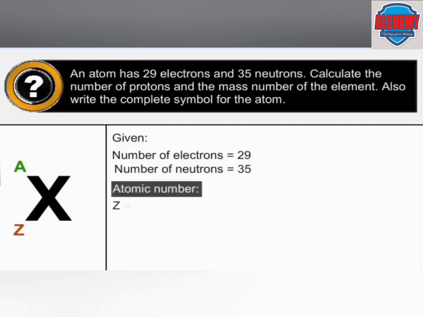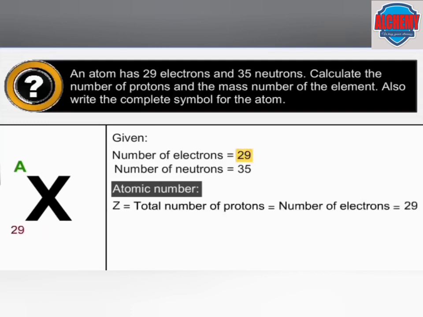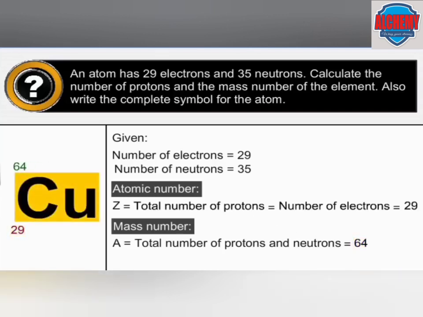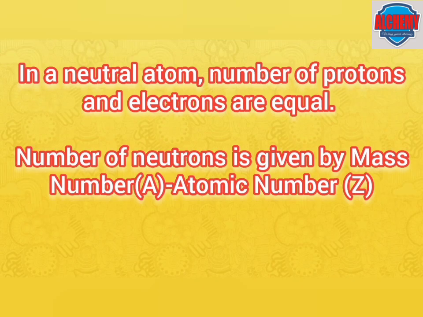In a neutral atom, the number of electrons and the number of protons are equal. So in this question, the atomic number Z, which is equal to the number of protons, is also equal to 29. The mass number is given by the total number of protons plus the total number of neutrons. As per the details, it is 29 plus 35, which is equal to 64. Now since the atomic number is 29, the element is copper. In a neutral atom, the number of protons and the number of electrons are equal. The number of neutrons is given by mass number minus atomic number.